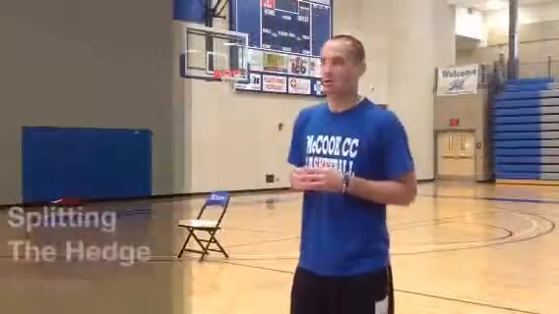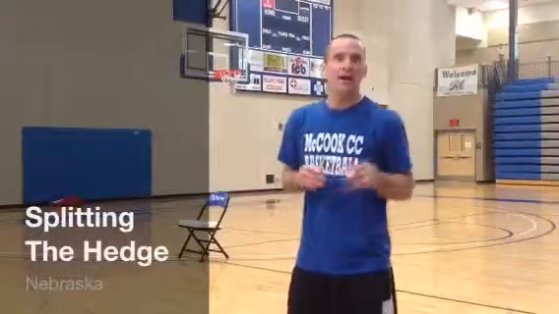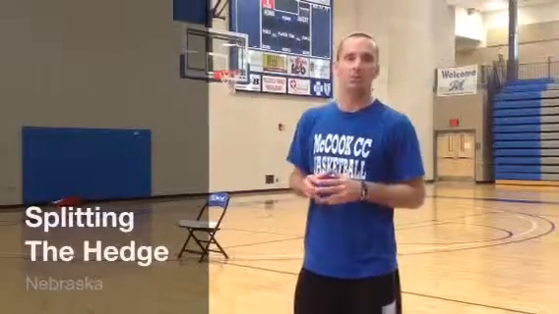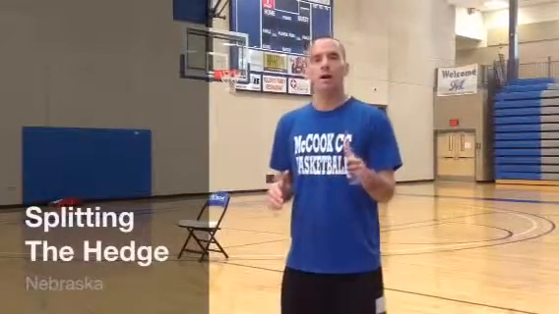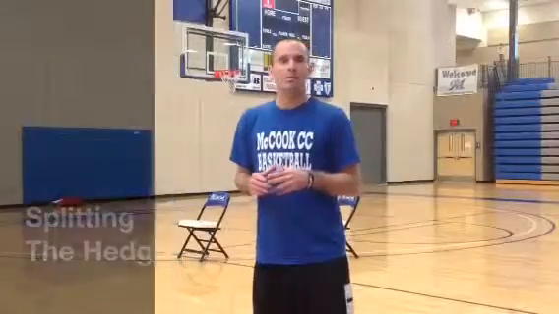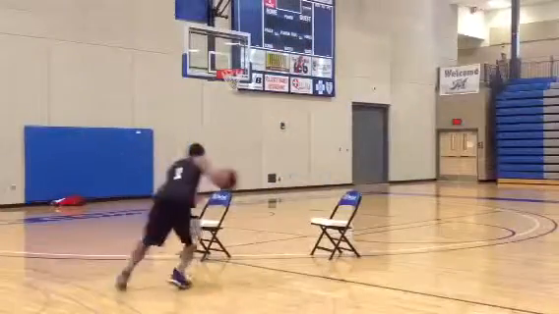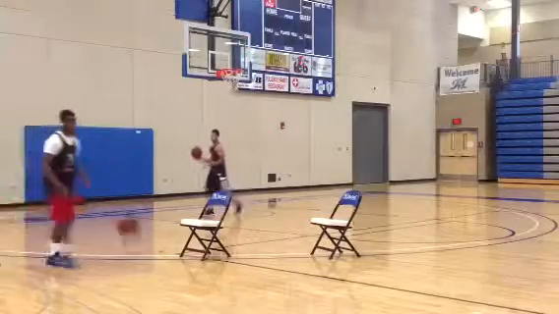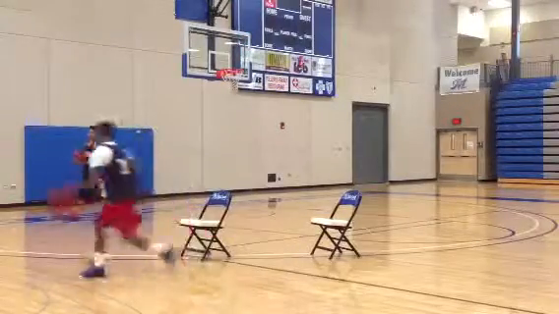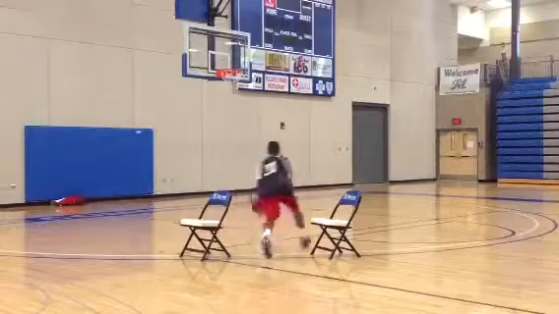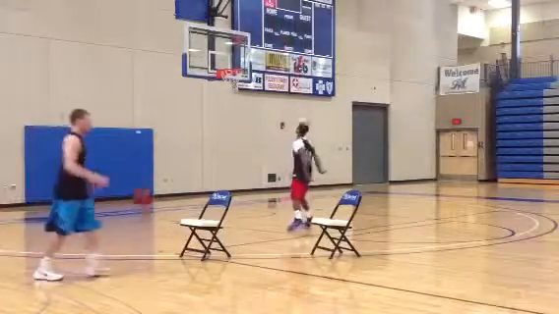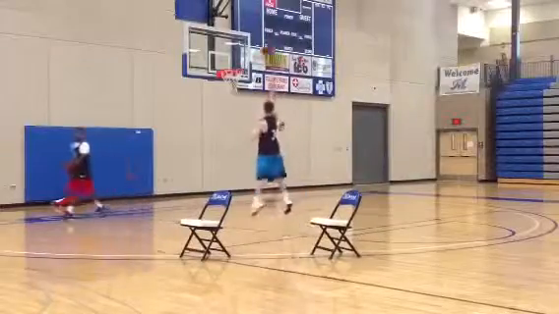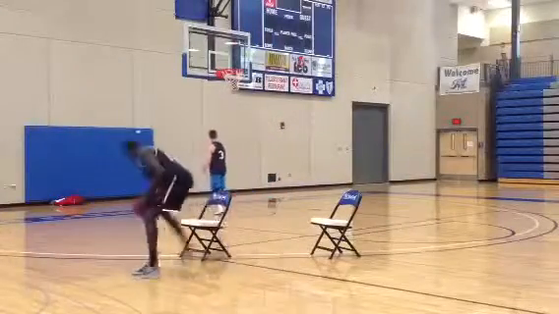Splitting the hedge. When the help defender hedges out hard on a screen, if there's a gap, we will split the hedge with a low crossover. You want to go your outside knee to inside knee with your crossover dribble. Continue to throw a jab fake or a dribble down. Good. Low and quick.